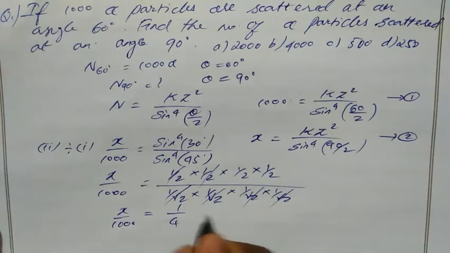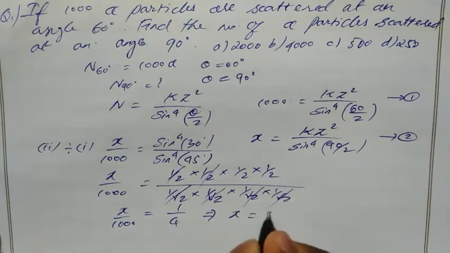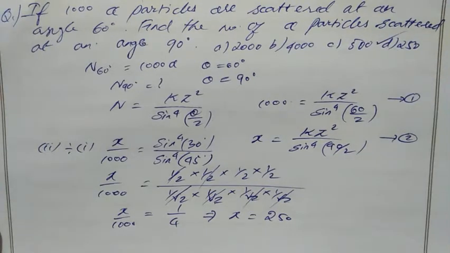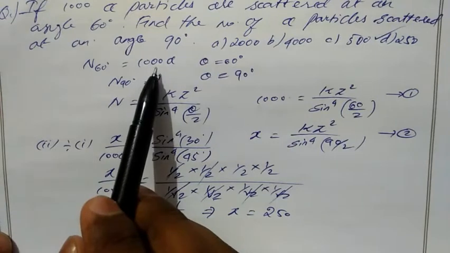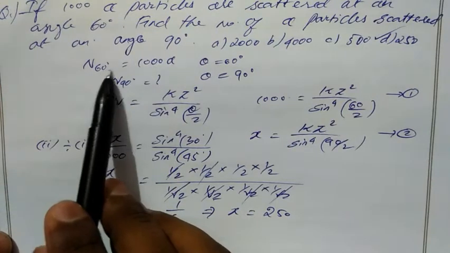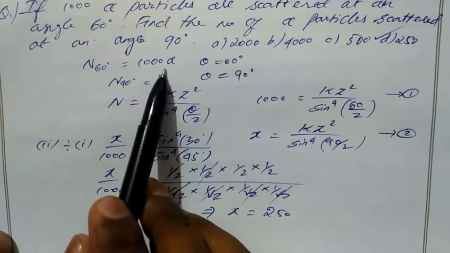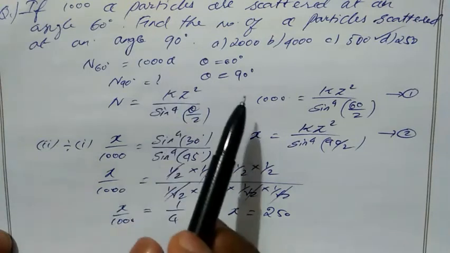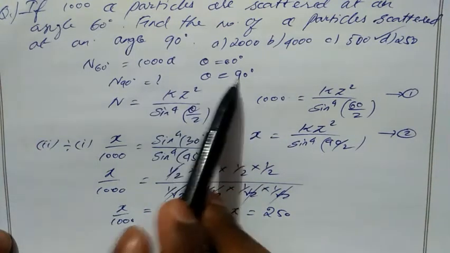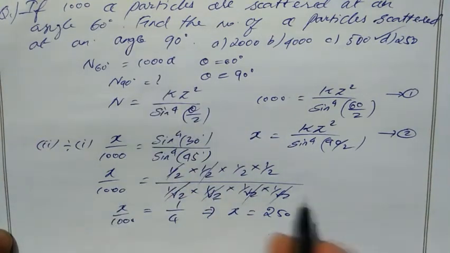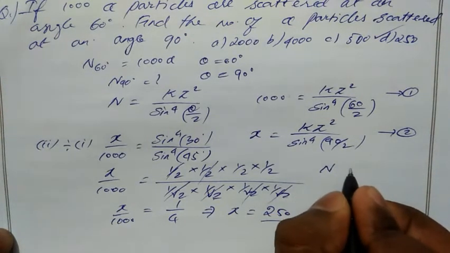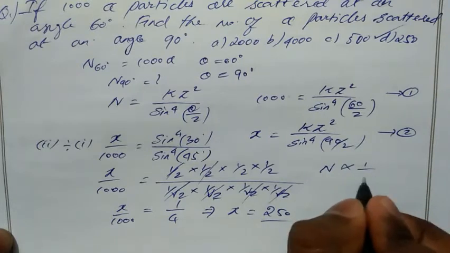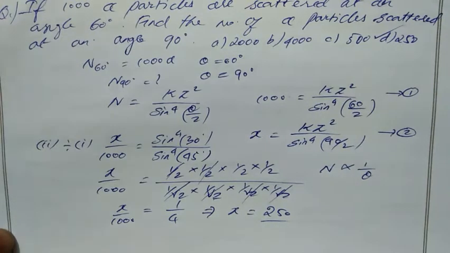Okay, so from this we can take x equal to 250. So D will be our answer. For 60 degree, the total number of alpha particles scattered will be 1000. But when we increase the angle, the number of alpha particles will decrease, 1000 to 250. So we can say number of scattered alpha particles is inversely proportional to scattered angle.